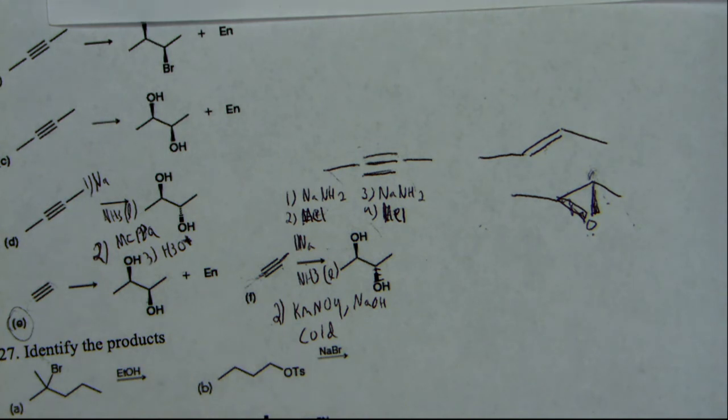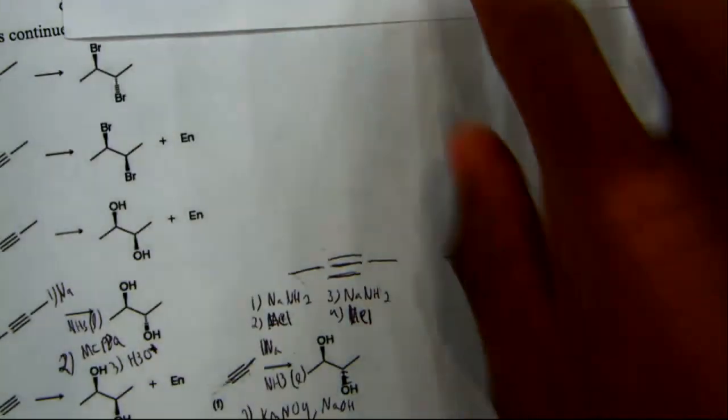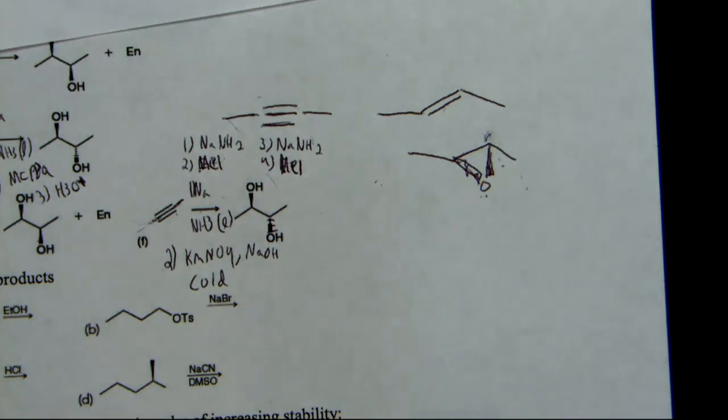It will just add to any side that has a hydrogen. Any NH2 pulls hydrogens. So you have a hydrogen on one side, so it's going to pull that. And then the negatively charged lone pair will pick up the methyl because it's positively charged. And then you have a hydrogen on the other side, so you can have the NaNH2 pick up the other hydrogen. So it doesn't matter which order they go, they're just going to do the same thing. Okay, and then yes, MCPBA, H3O plus gives you anti-addition, or anti-dihydroxylation, while KMnO4, NaOH cold gives you syn dihydroxylation.